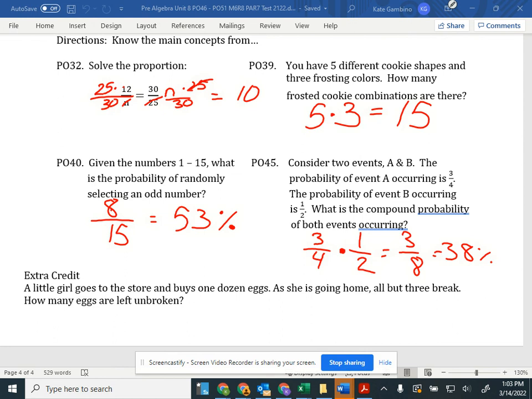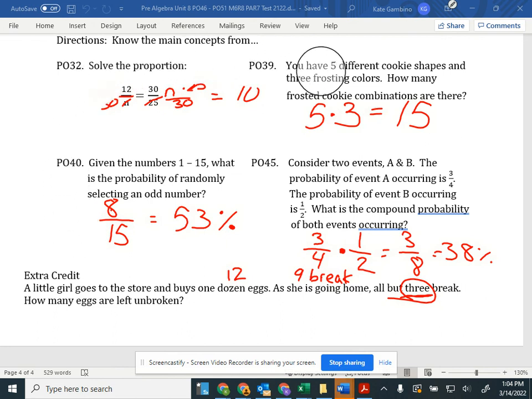All right, a little girl goes to the store and buys 1 dozen eggs. 1 dozen is 12. As she is going home, all but 3 break. So 9 break. 3 do not. How many eggs are left unbroken? 3 do not. I feel like no. Maddie? It's 12. 3. I just said that. Oh, sorry. That's okay.